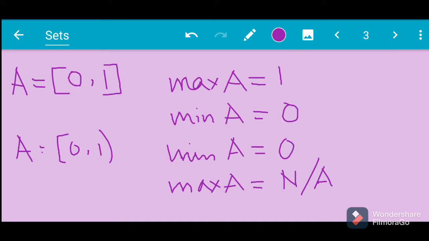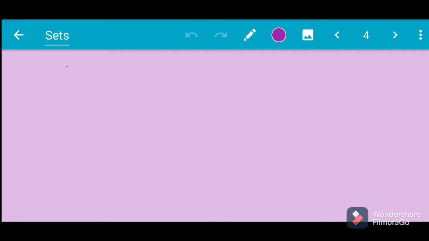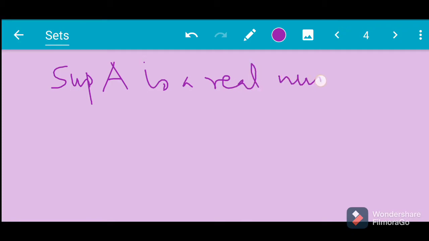Now what is the difference between supremum and infimum? For that you should know what is a supremum and what is an infimum. Let me explain this part. Now for a set, supremum of A, okay, this is a real number. Suppose you write it as t.